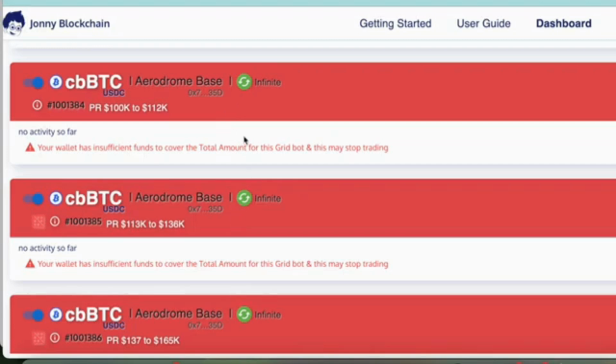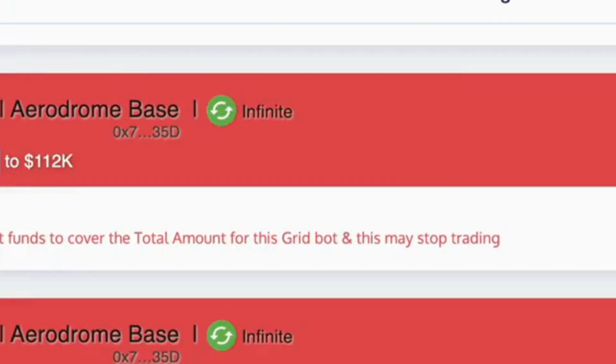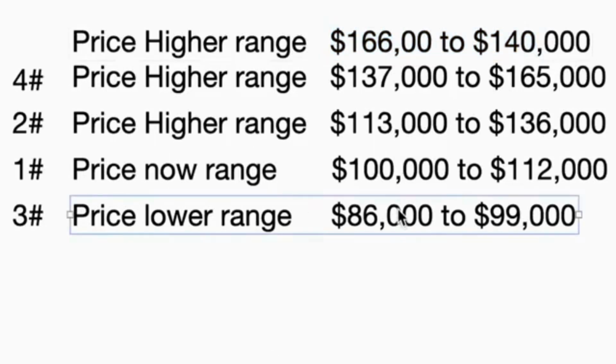Now, of course, it could go below. So I could, if I wanted to, set up another grid bot with a lower 100,000, which is this one here, what I said here, which would trigger at 99,000, and it would have a price range 99 and 86. So let's just do that.